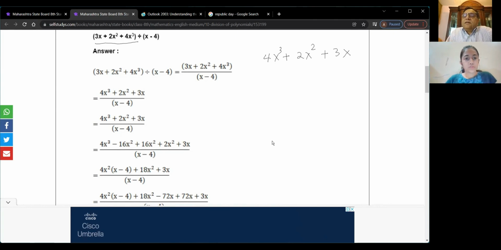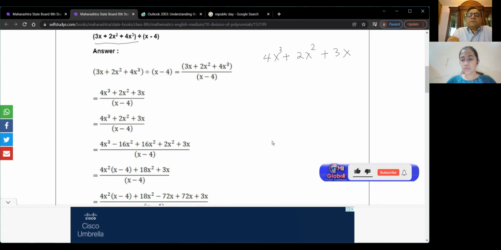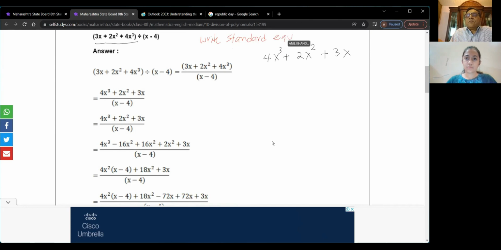You also notice one thing here. So first step, you understand? Write in normal order. Right? That is a standard equation. Then divide. So we have written. Now let us divide. Okay, so I'm rewriting this. We have 4x cubed plus 2x squared plus 3x, and we want to divide this by x minus 4.